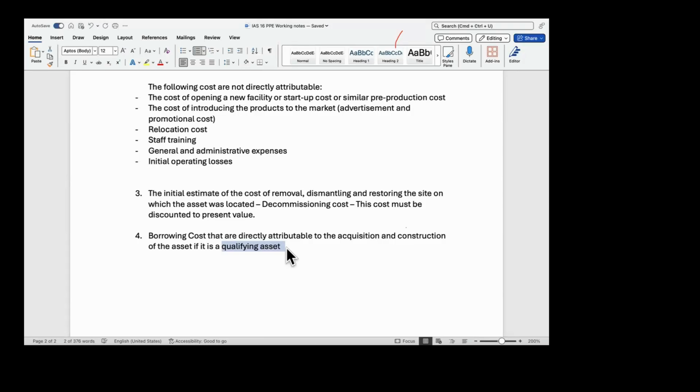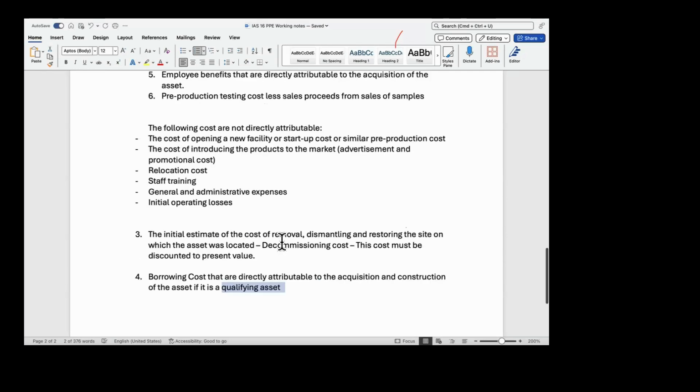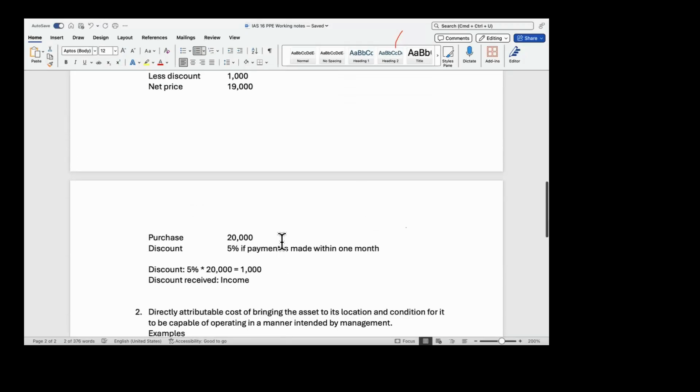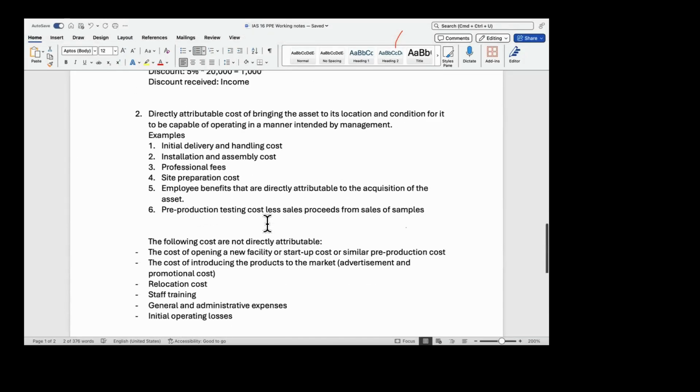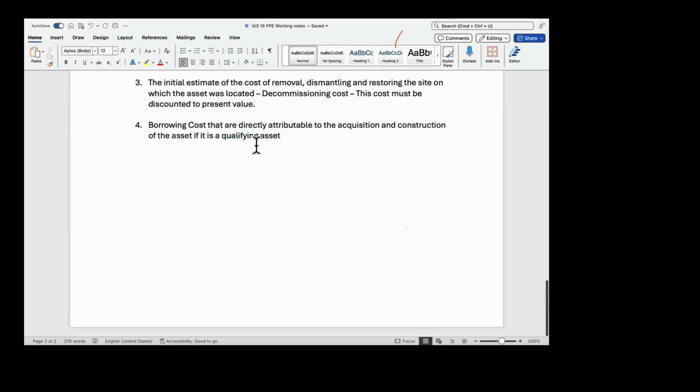So when you borrow money to construct an asset, the interest you are paying on that borrowing should also be added as part of the cost of that asset. When you solve questions, you will see that these are very simple areas of the standard. So those four were what we talked about last week as the components of cost.